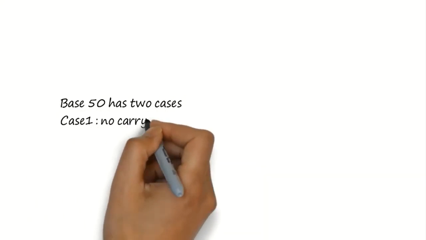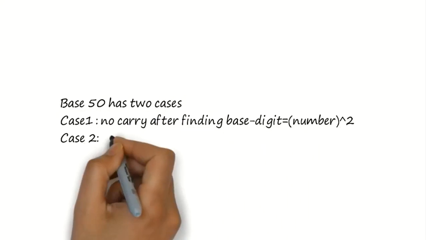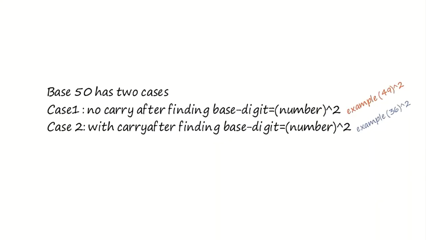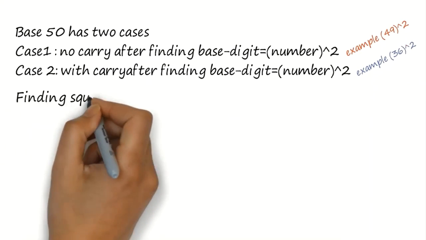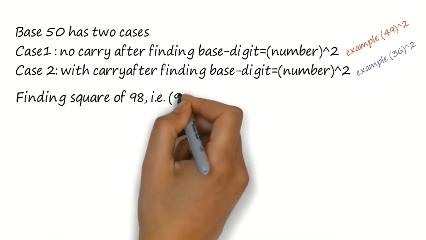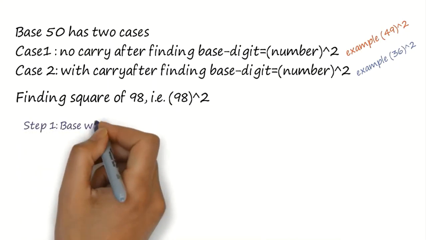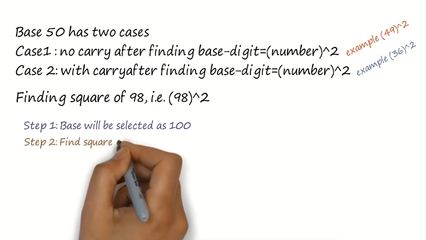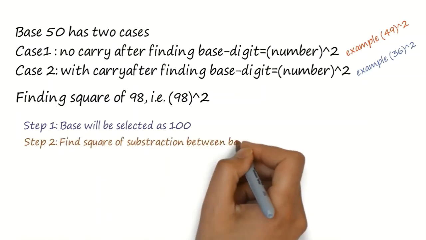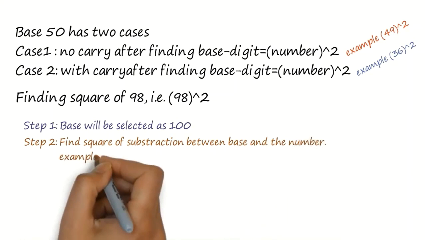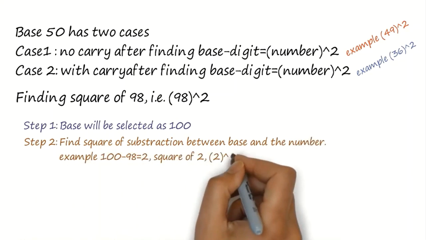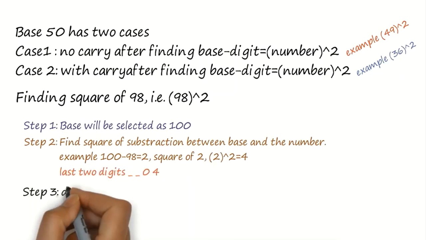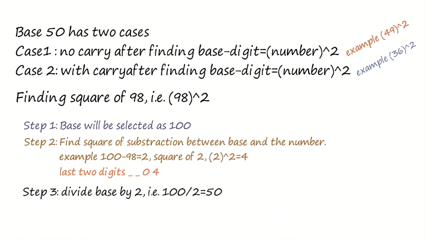So far we have discussed both cases with base 50. One is without carry, another is with carry. Now let's see how to calculate square of a number with base 100. For an example, let's try to calculate 98 square. So step 1 is selecting the base, which is 100. Step 2 is base minus number to be squared, which will give you 2. And then we have to perform square of 2 to get the last two digits of the answer, which is 04 in this case.